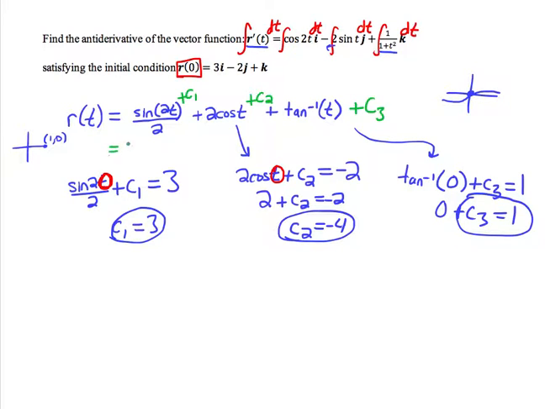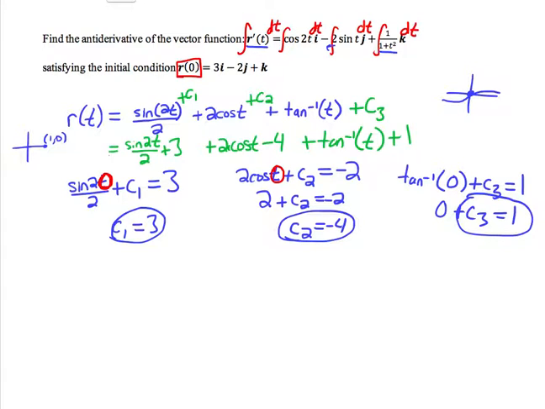So my final answer should be that my vector function, I'm just going to do it down here in green, is the sine of 2t over 2 plus 3. Then I've got plus 2 cosine of t minus 4. And then I've got plus the inverse tangent of t plus 1.